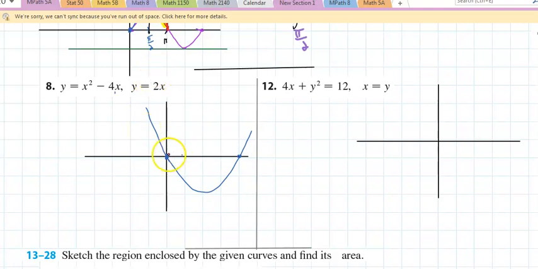Y equal 2x: 0, 1, 2, 1. So it's a line that runs like this. And obviously, this is going to come out. You know what? Let me rescale this. So let's say this is 1, 2, 3, 4. So the parabola actually looks something like this.